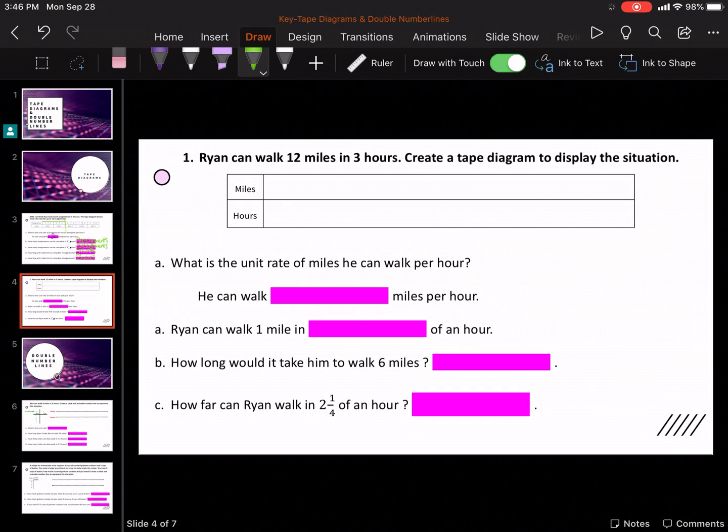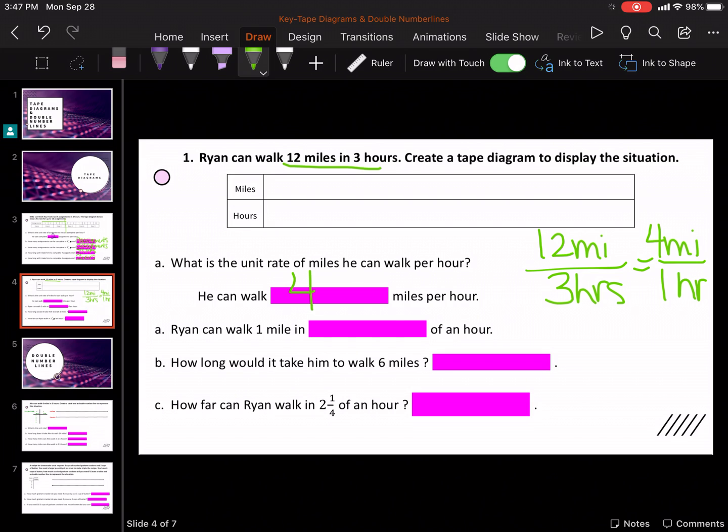Okay. So now let's draw one. Ryan can walk 12 miles in 3 hours. So 12 miles in 3 hours. We want to know how much he can do in 1 hour. We'll cross multiply and divide. 12 times 1 is 12. 12 divided by 3 is 4 miles. Okay, so he can walk 4 miles per hour.